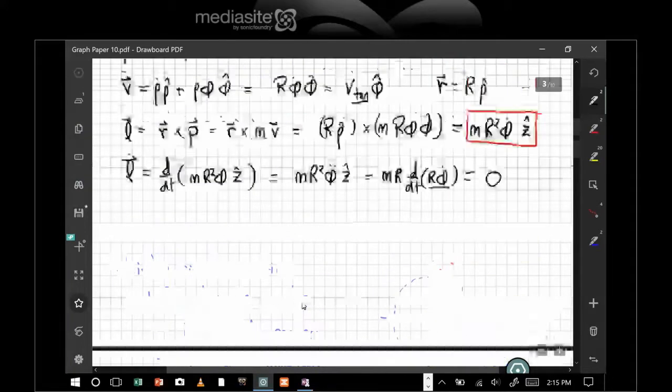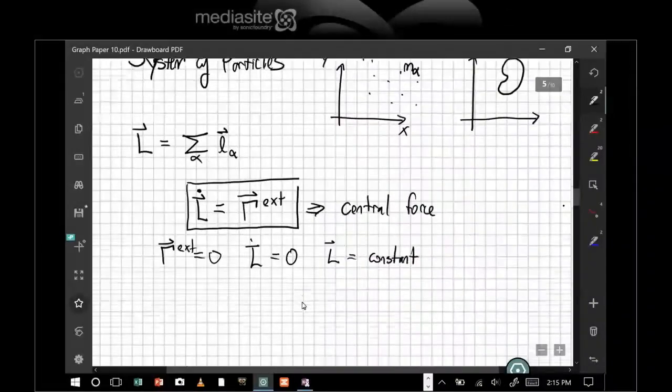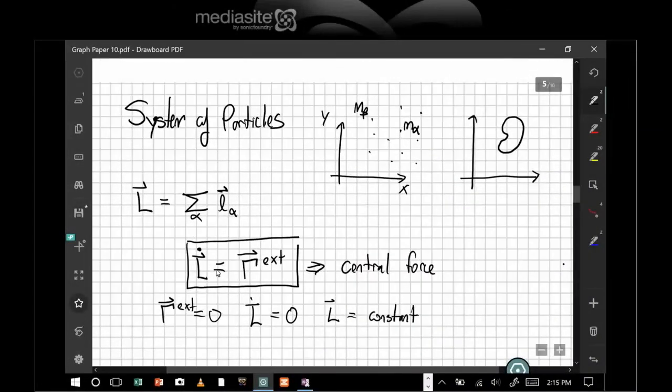For a collection of particles, only a net external torque is going to change the angular momentum of a collection or system of particles. And we're going to have conservation of angular momentum if the net external torque is equal to 0.